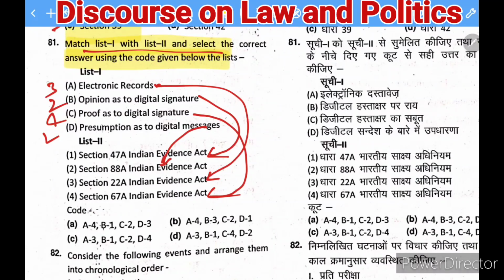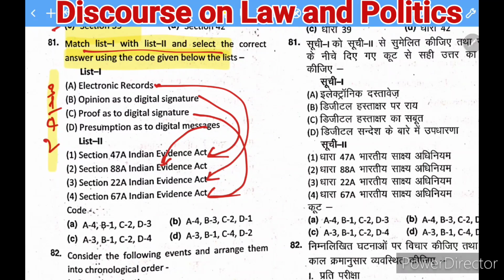So the right code of this one, 3... just a second, need to be clear here. Again, electronic records is going to be in the electronic record, that is in the 3. Opinion as to digital signature, which I had discussed here, is in 1. Proof as to digital signature is in the 4. And presumption as to digital message is in the 2. So the correct code is 3142.